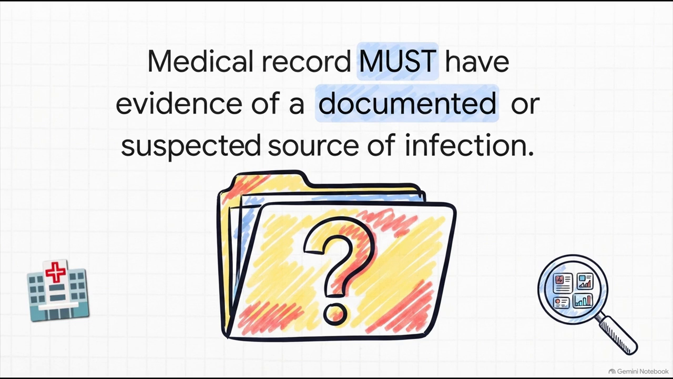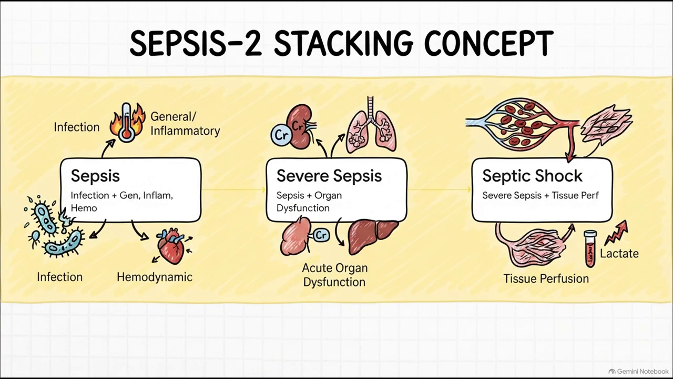If you don't have that documented or suspected source explicitly written in the chart, the rest of the Sepsis-2 funnel is completely locked. You can't even begin. It is the mandatory trigger. And this lays out the stacking concept of Sepsis-2 perfectly.